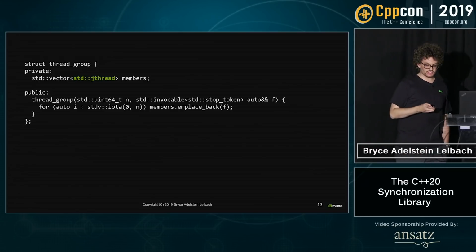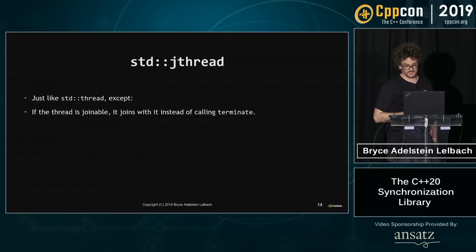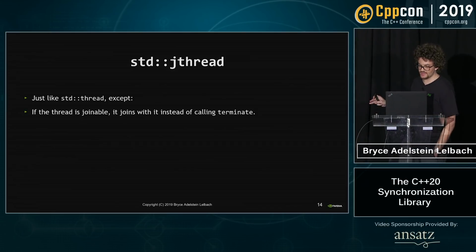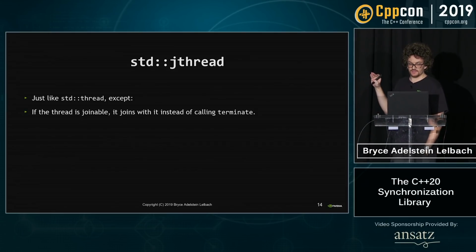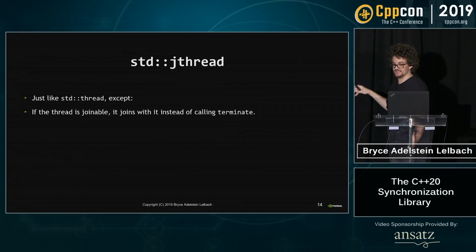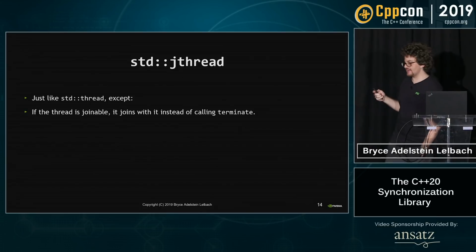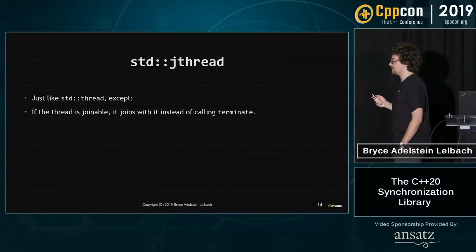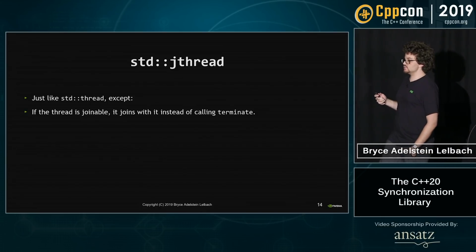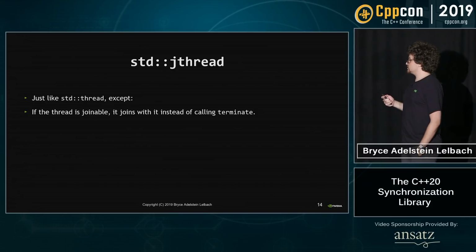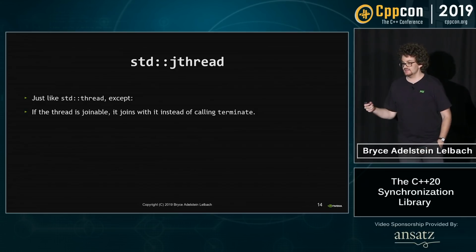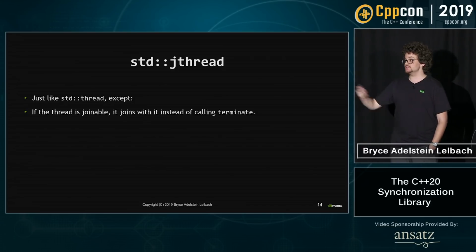And std::jthread also has some other enhancements. So it's just like std::thread, except if the thread is joinable, it joins with it instead of calling terminate in the destructor. And it also has a nifty interruption mechanism, which you can use to signal to a std::jthread that you would like it to stop doing whatever it's doing.